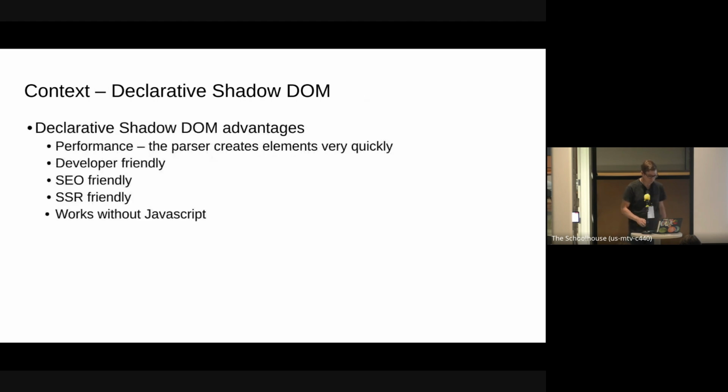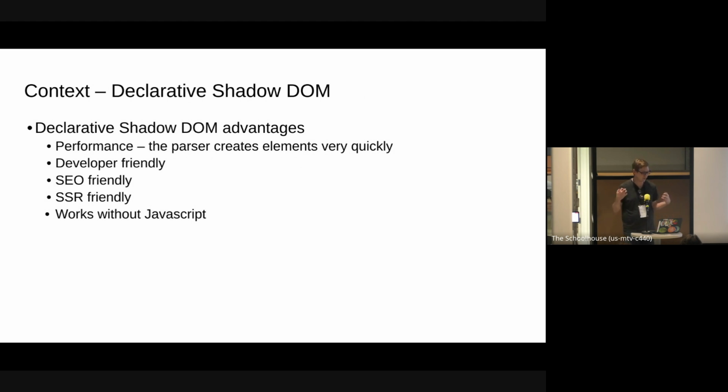And developers are really excited about declarative shadow DOM. It has a bunch of benefits. The big one is that it's performant. The parser is very quick at creating elements, but there are a bunch of other reasons why people like this. It's developer friendly. Developers like writing markup to represent the DOM. You can see even in things like React, there's HTML in your JavaScript. And then it's also SEO friendly.